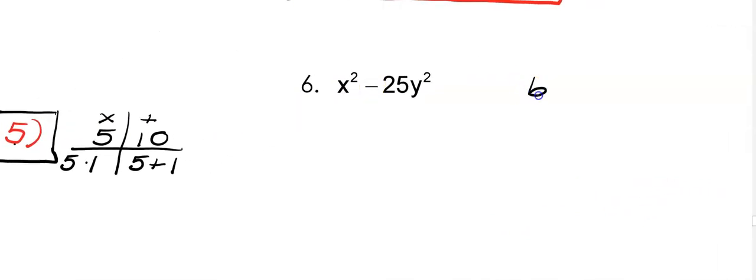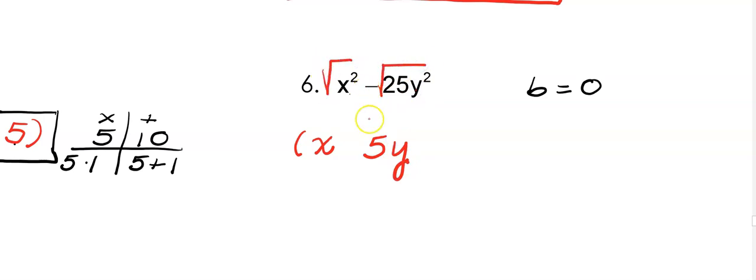I have b is 0, and if you look, these are perfect. So we're going to take the square root. The square root of x squared is x. The square root of 25 is 5, and the square root of y squared is y. So in my head, I'm taking the square root of these. It's a difference of 2 squares because these are both perfect, and b is 0. Then we take those 2 values, and we add them, and we subtract them.